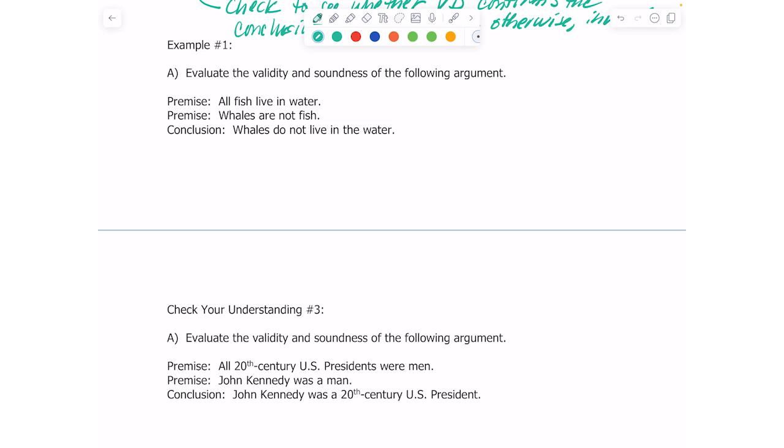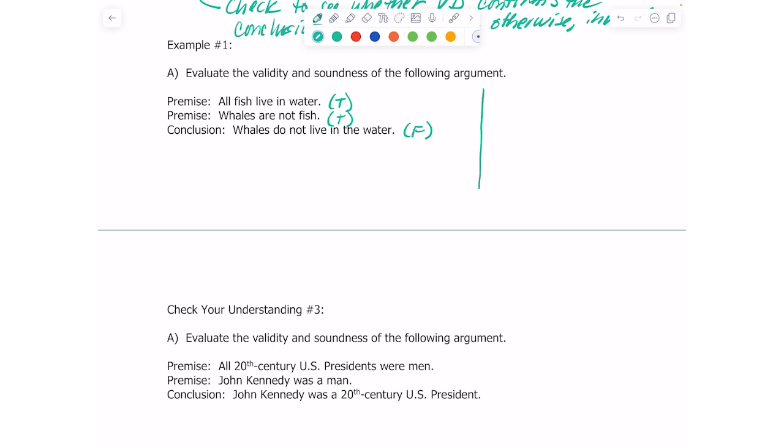So what is the validity of this argument? Well, we know that the first statement is true. And we know that the second statement is also true. Whales are not fish, right? They're mammals. And we know that whales do not live in the water is false. They do live in the water. So how do I determine if this is valid or not?